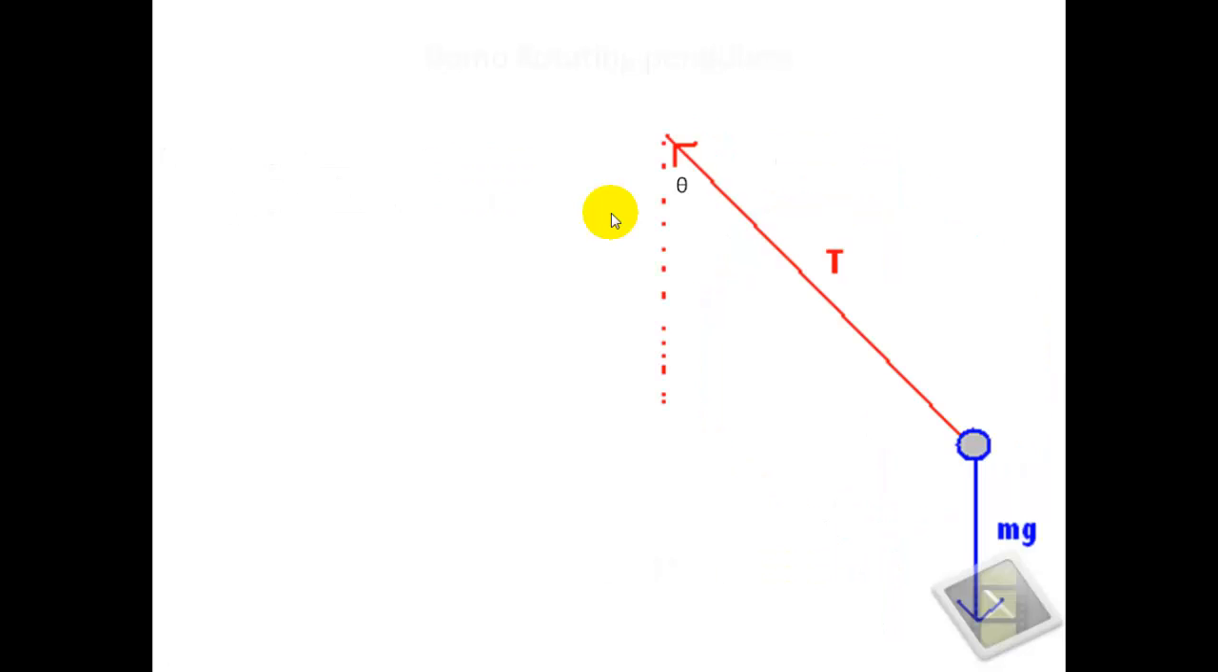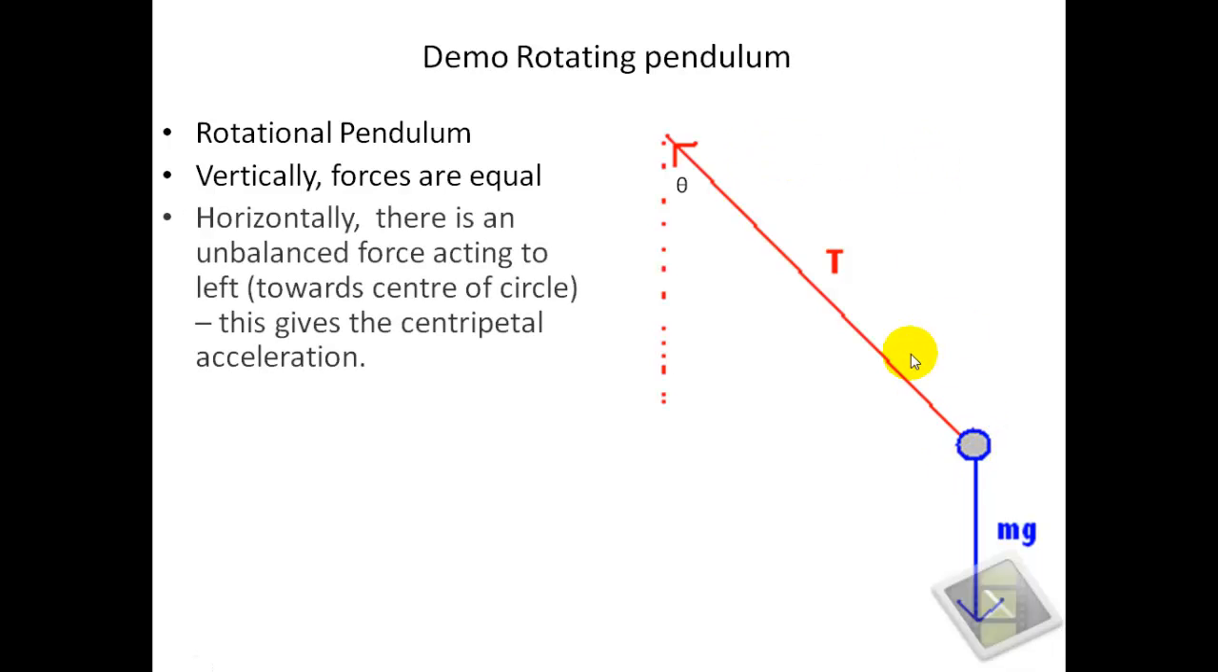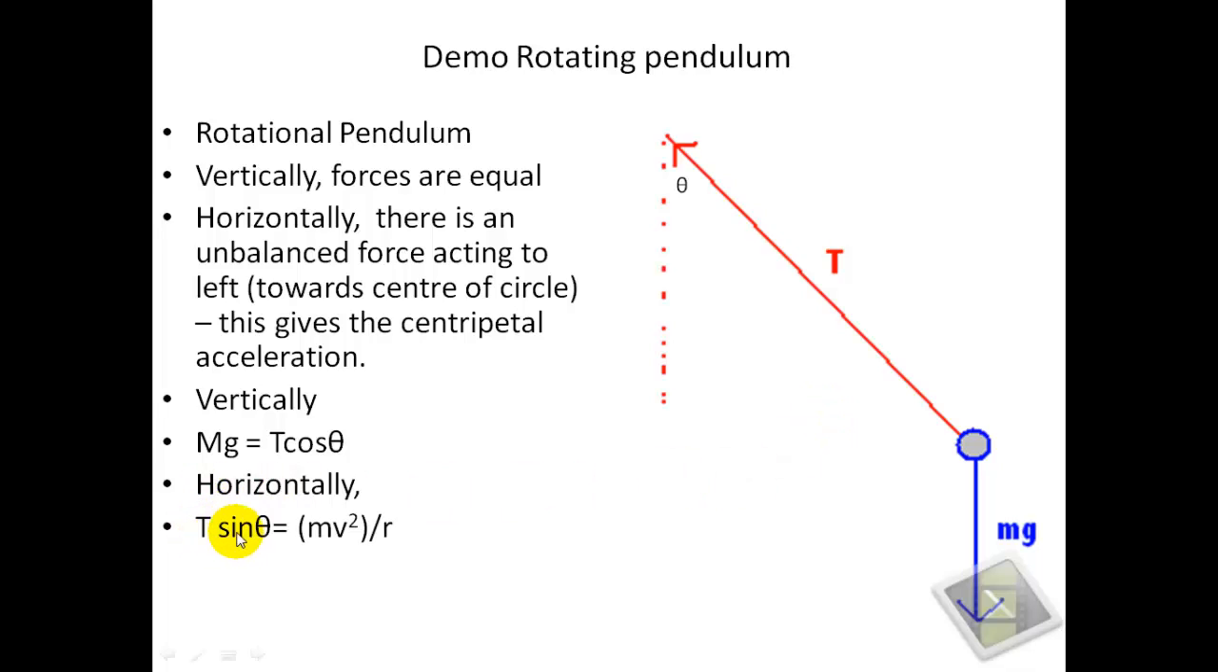Here we have some kind of pendulum, like a rotating pendulum. Vertically, the forces are equal. mg is equal to the vertical component of the tension, which is T cos 30. mg is equal to T cos 30. Horizontally, however, there's an unbalanced force which is making this go in a circle. It's this unbalanced force, because it makes things go in a circle, that is a centripetal force. And that's equal to the horizontal component of the tension. So T sine theta is equal to the centripetal force, which is mv squared over r.